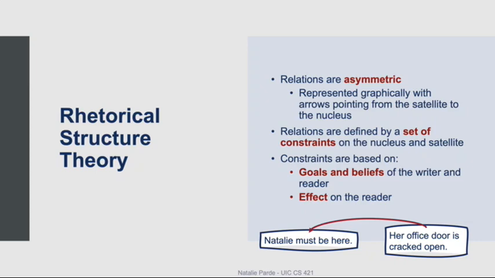As mentioned in the previous slide, there are 23 possible relations in rhetorical structure theory, and each of these relations is defined by a set of constraints placed on the nucleus and satellite. These constraints are based both on the goals and beliefs of the reader and writer, and the text's effect on the reader.